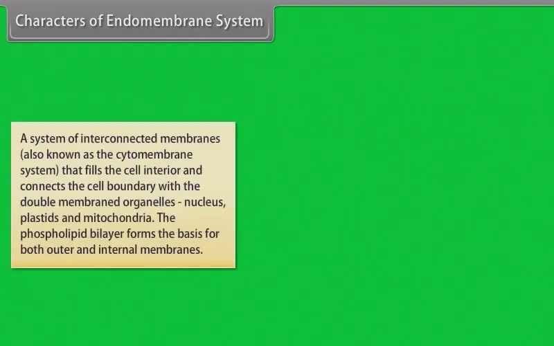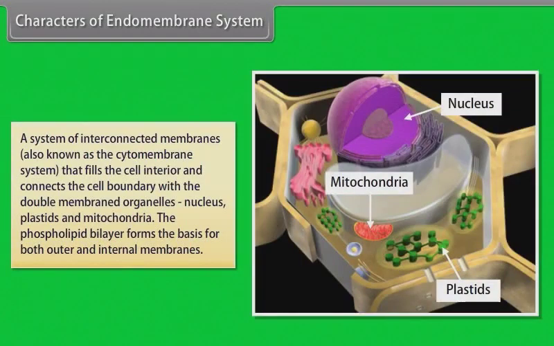Characters of endomembrane system. A system of interconnected membranes, also known as the cytomembrane system, that fills the cell interior and connects the cell boundary with the double-membraned organelles, nucleus, plastids, and mitochondria. The phospholipid bilayer forms the basis for both outer and internal membranes.